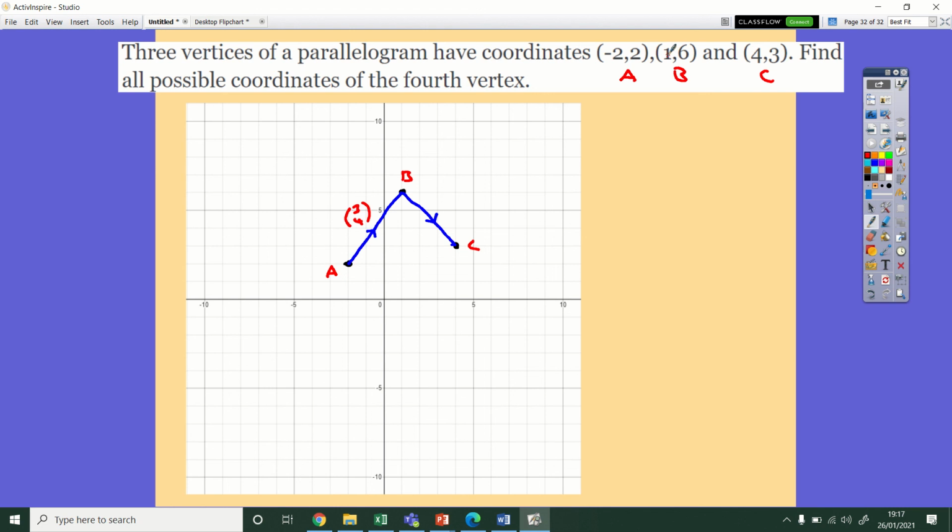And then the vector B to C is going to be 1 to 4 is 3, 6 to 3 is -3. Okay, we've got the grid though, so you can actually count the squares in this case. Now, by joining the points in this way, we can figure out a 4th point by moving these vectors around. We know from a parallelogram that opposite sides are equal, and they're also parallel, which means that the vectors are equal.